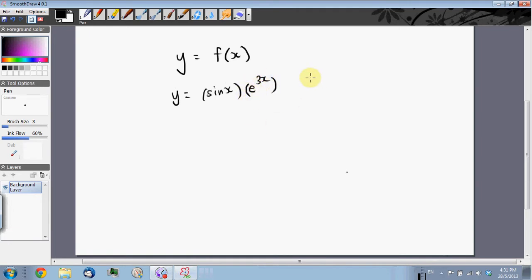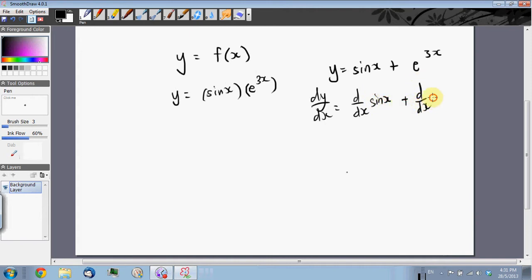Now in usual cases we have y equals sine x plus e to the power of 3x. If it's a plus, your dy/dx is equal to, you differentiate sine x on its own, and then you differentiate e to the power of 3x on its own, which gives us cosine x plus 3e to the power of 3x. This is what we usually do. When you have plus, you can differentiate them on their own and add them together.